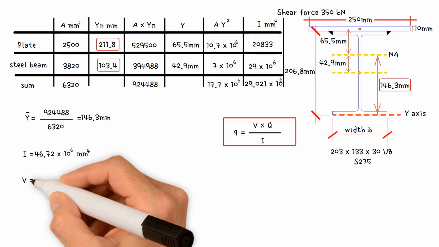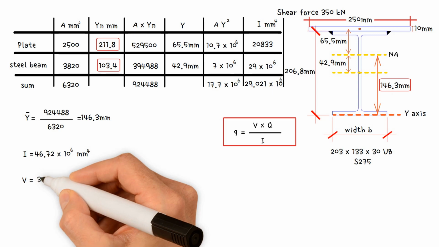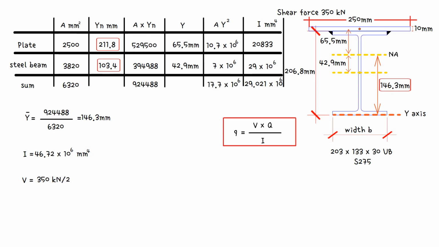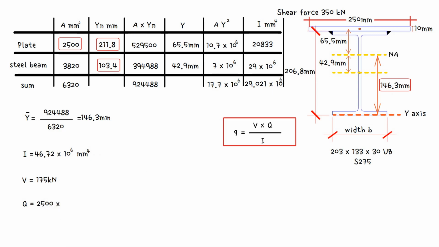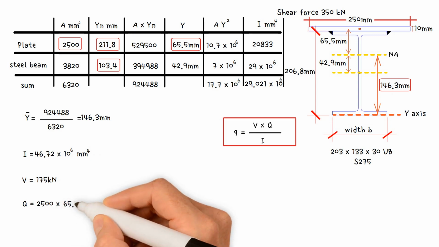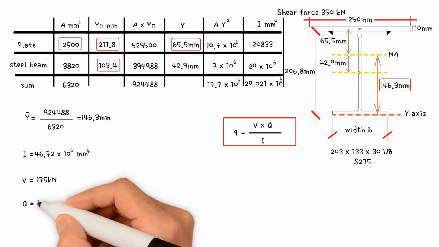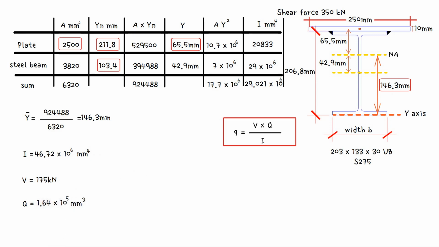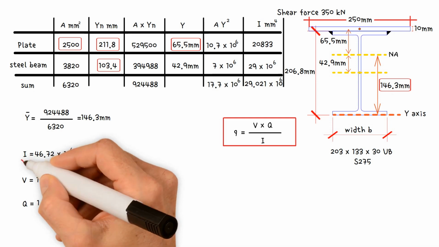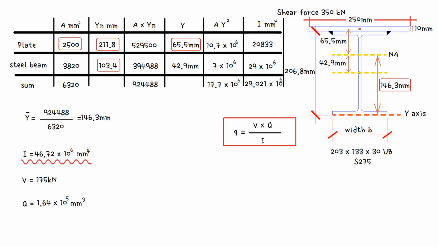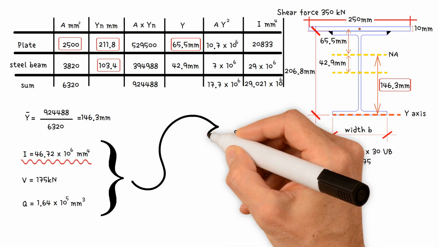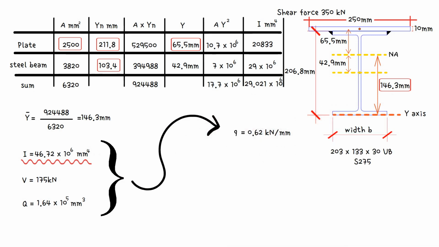V is the shear divided by 2 because we have 2 welds, so 350 kilonewtons divided by 2 equals 175 kilonewtons. Capital Q is then equal to the area of the plate, 2,500 mm squared, multiplied by the distance from the neutral axis to the plate's centroid, 65.5 mm. This gives us 1.64 by 10 to 5 mm to 3 as a value. We've already calculated the moment of inertia for the entire section to be 46.72 by 10 to 6 mm to 4. Therefore, the shear flow equals 0.62 kilonewtons per millimeter.